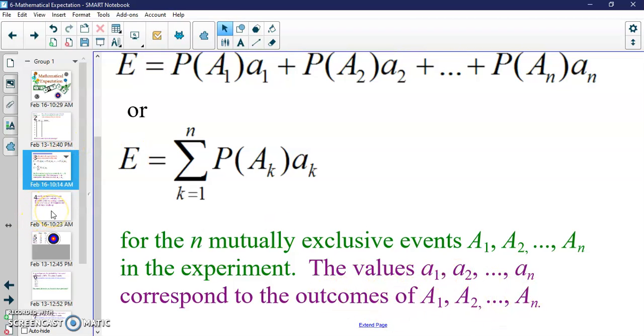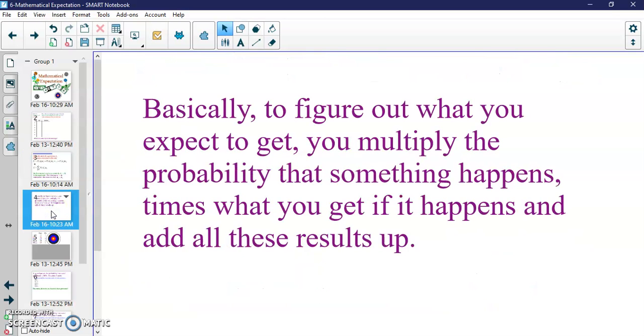So we'll look at a couple examples here to kind of sum that equation up. You're taking the probability of something happening, multiplying that times what you get, or the value of that event happening, and then you add all those up to get what we would expect.